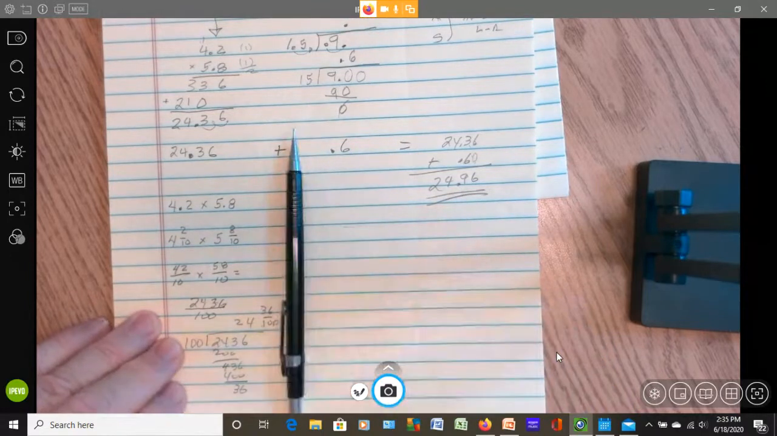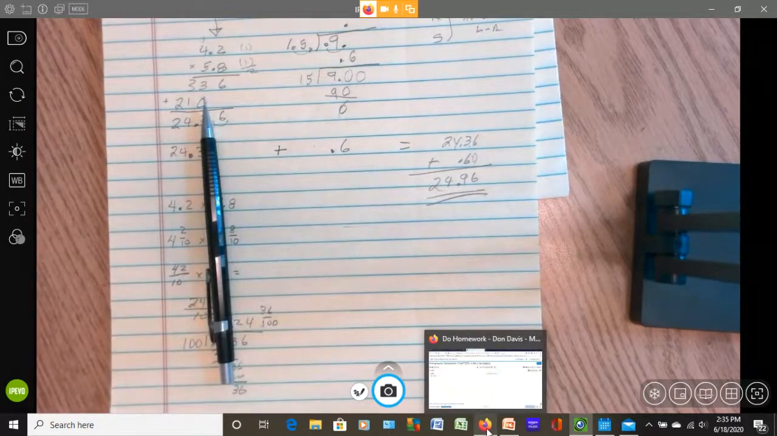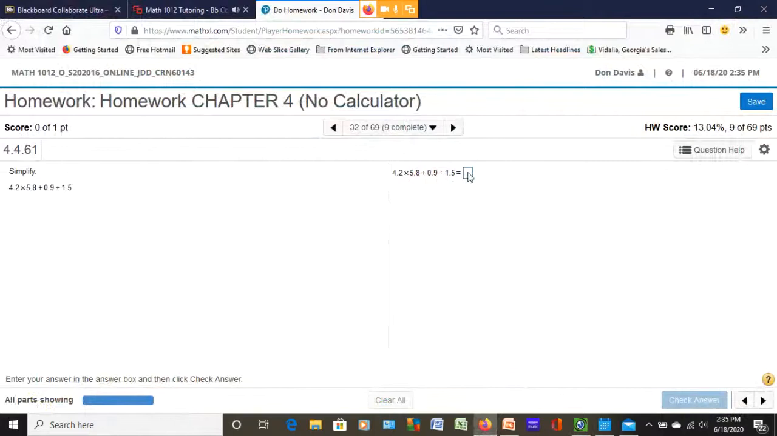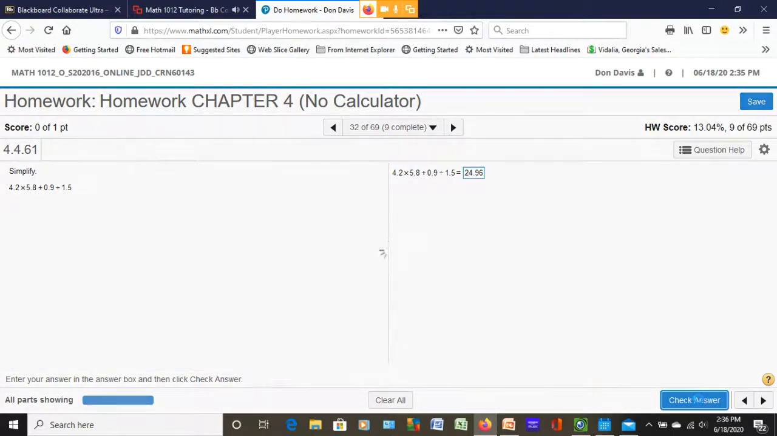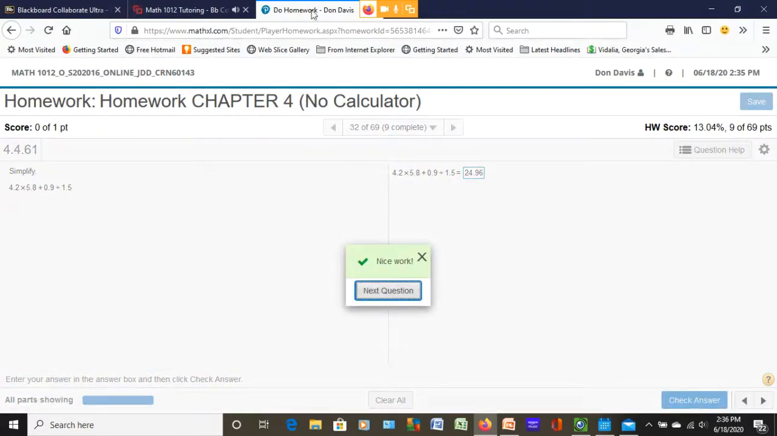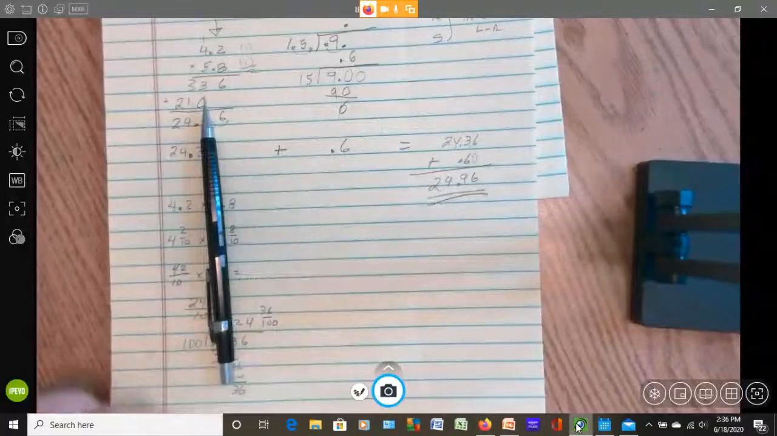You want to put that in there now and make sure we got it right. Let's do that. Then we'll come back and take a break from this and explain this division part. But let's see if 24 and 96 hundredths is the correct answer. 24.96. Good answer. Now, back to the exciting problem.